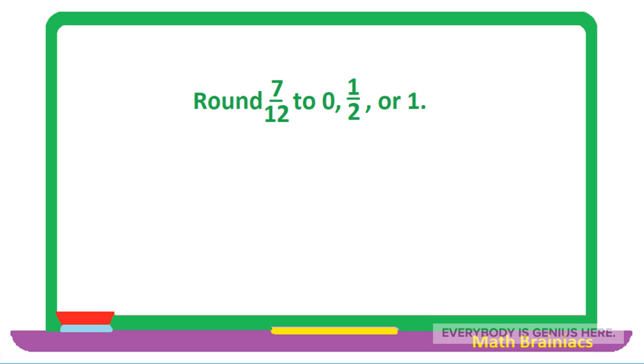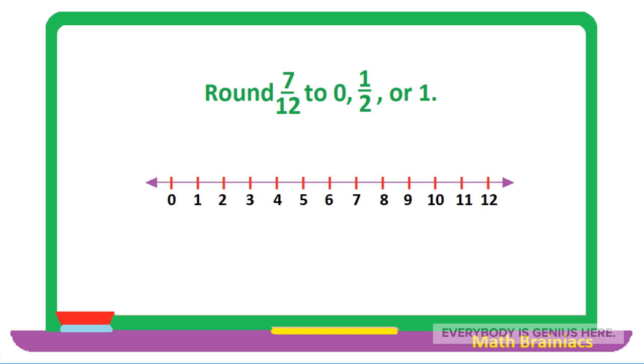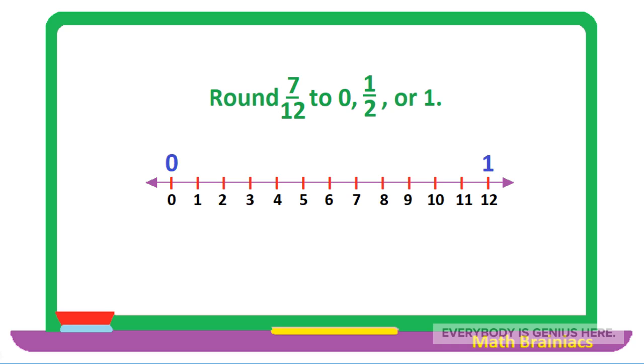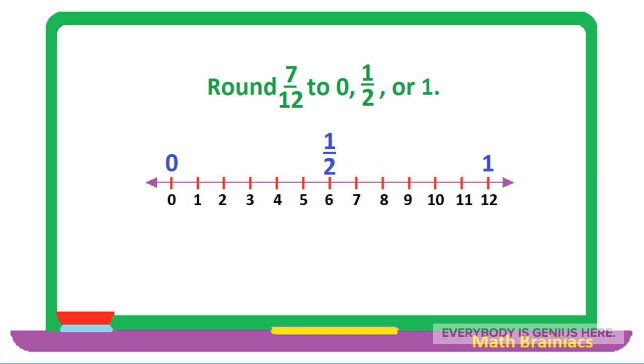Round 7/12 to 0, 1/2 or 1. Our denominator is 12, so we are going to apportion our number line into 12 parts. 0 will be the start of the number line and 12 will be the total number of the whole, which is 1. And half of 12 is 6. Therefore, we're going to locate 1/2 on number 6.